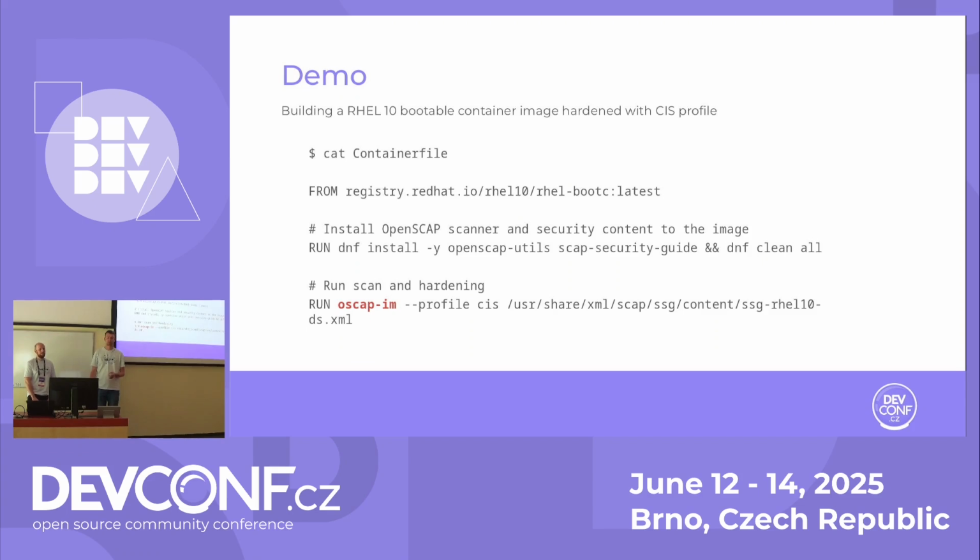We will have a very simple container file. You can see it on the screen. We will use the Red Hat Enterprise Linux 10 bootable container image as a base image. Then in the container file, we will install the OpenSCAP scanner and security content, which provides this CIS profile. And the third step, that's the most important step, is that we will run OSCAP-IM. That's the utility that will perform the hardening, reconfiguring everything in the image to be compliant with what the CIS requires. So let's start.